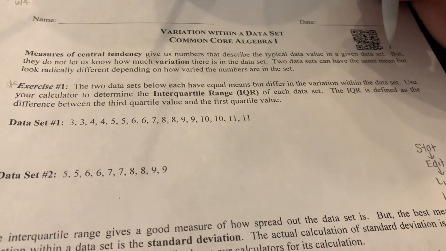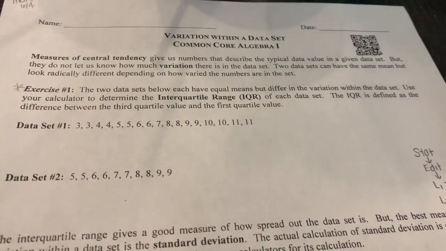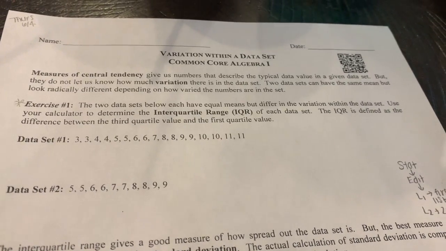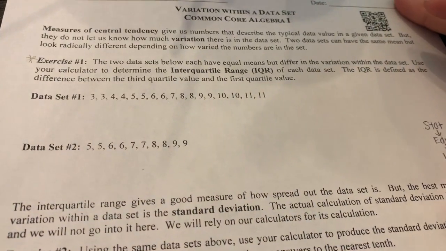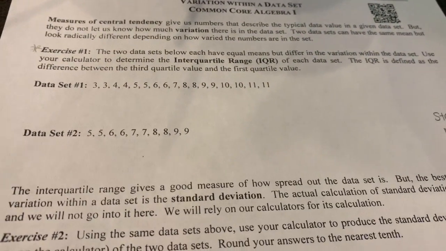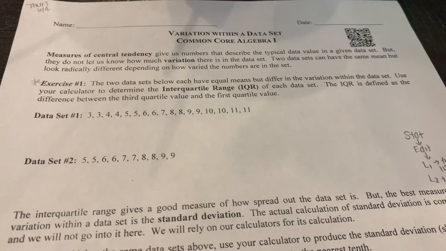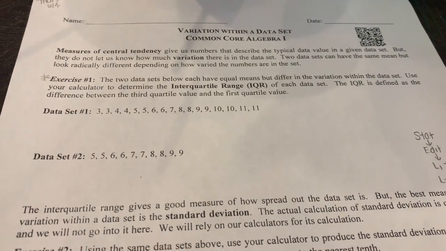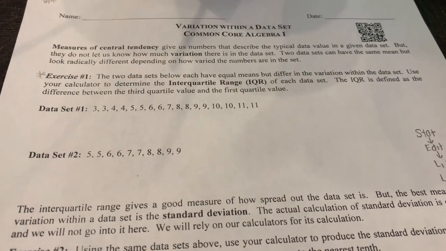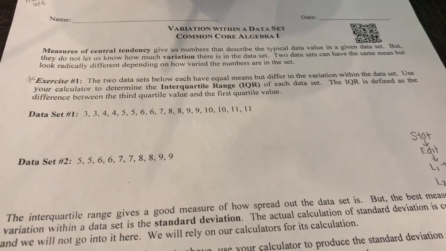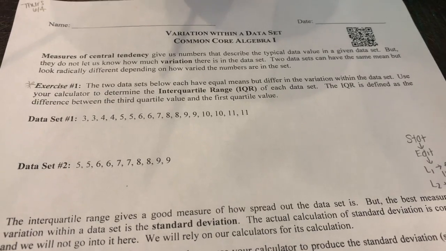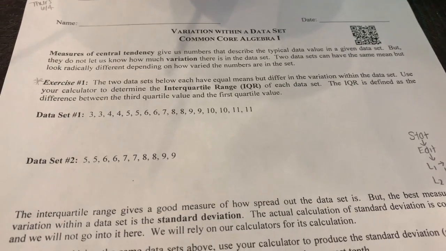So two data sets can have the same mean, but they can look radically different depending on how varied the numbers are in the set. So for exercise 1, we're looking at these two data sets. They each have equal means, but they differ in the variation within the set. So what we're going to do is find the interquartile range of each data set. Okay, so we're finding quartile 1 and quartile 3.